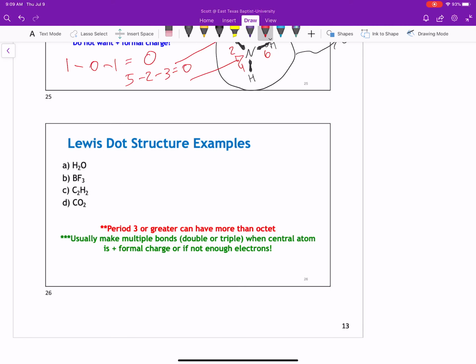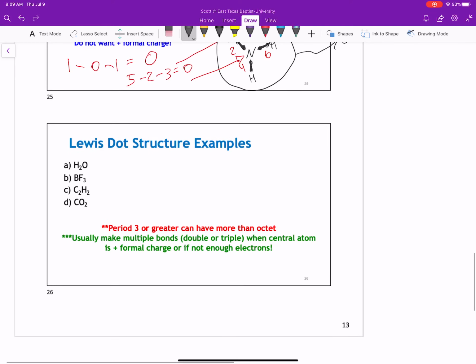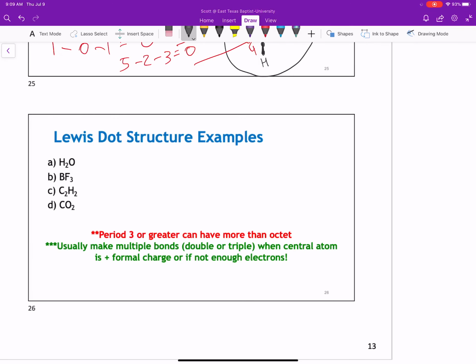So let's try some Lewis dot examples. H2O. How many valence electrons do we have for H? There's 1 valence electron times 2 H's equals 2. How many valence electrons does oxygen have? You should come up with 6, and there's only 1 oxygen. So we need to come up with 8 total valence electrons. So we're going to now determine the central atom.